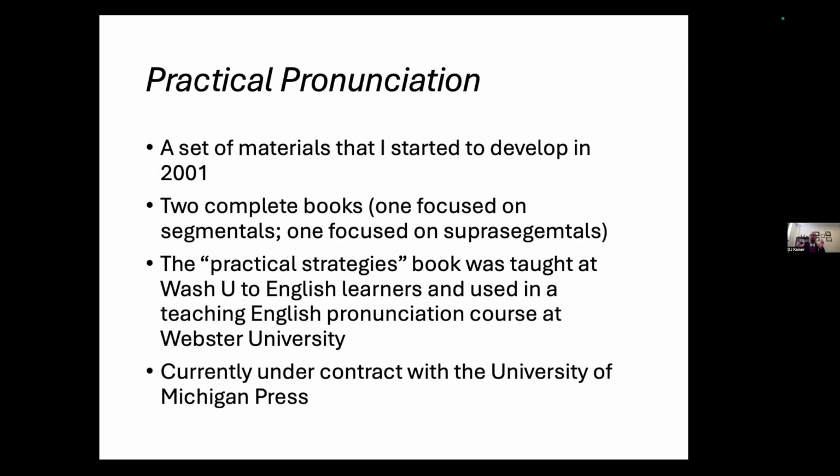There are actually two sets of materials. The one that I'm going to be focused on is the book that focuses on suprasegmentals, which also integrates some segmentals. So it's this practical strategies book. I taught this for many years at Washington University to English learners. And then when I moved to Webster University and started teaching TESOL, I also taught these materials as a text for teachers to prepare them to teach pronunciation.